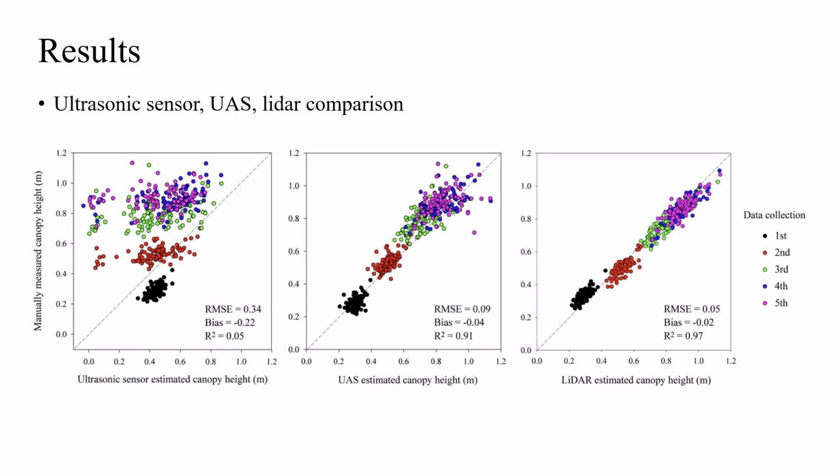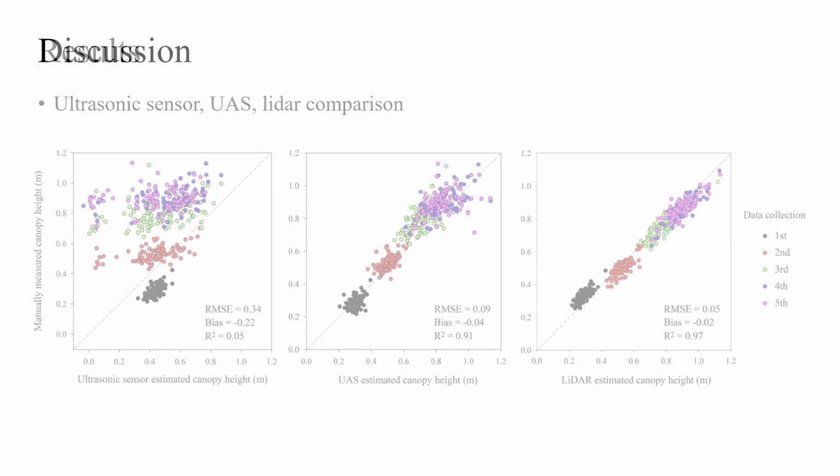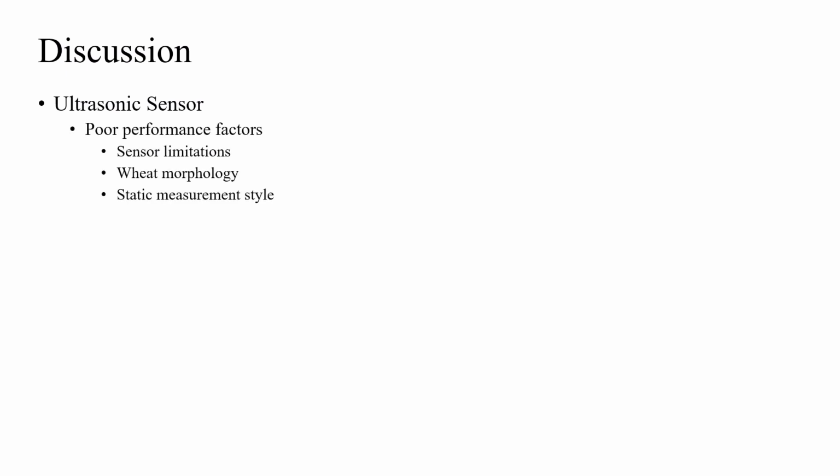It overestimated weed heights for the first data collection session and underestimated weed heights for the rest of the sessions. Additionally, negative height estimations can be observed in the figure as well, which will be explained next. The poor performance of the ultrasonic sensor could be attributed to 3 factors: sensor limitations, weed morphology, and measurement style.